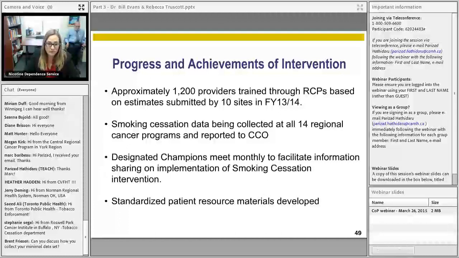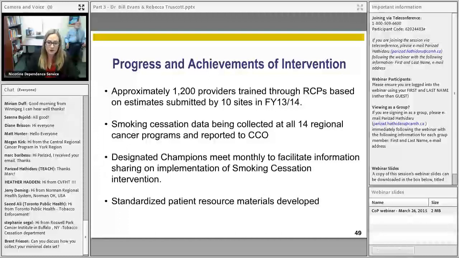As I mentioned, we have designated champions for each of the regional cancer programs, and we meet monthly with them over the phone and over the internet to facilitate information sharing, joint problem solving, networking, and to really support each other in the work that's happening across the province. We also have had in-person meetings with this group on a yearly basis, and these have also been very instrumental in keeping the momentum going and seeing that all of our champions remain motivated to do this work.